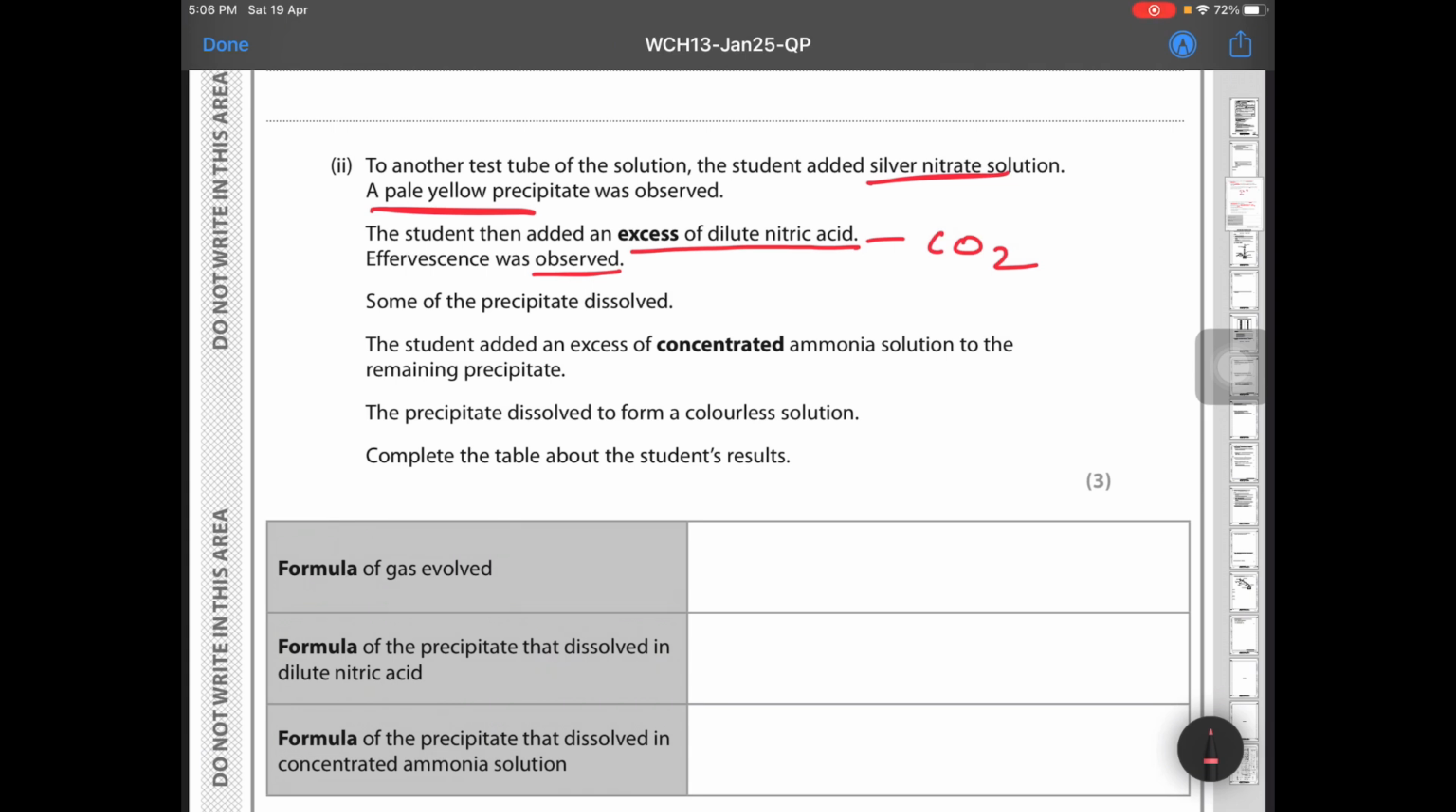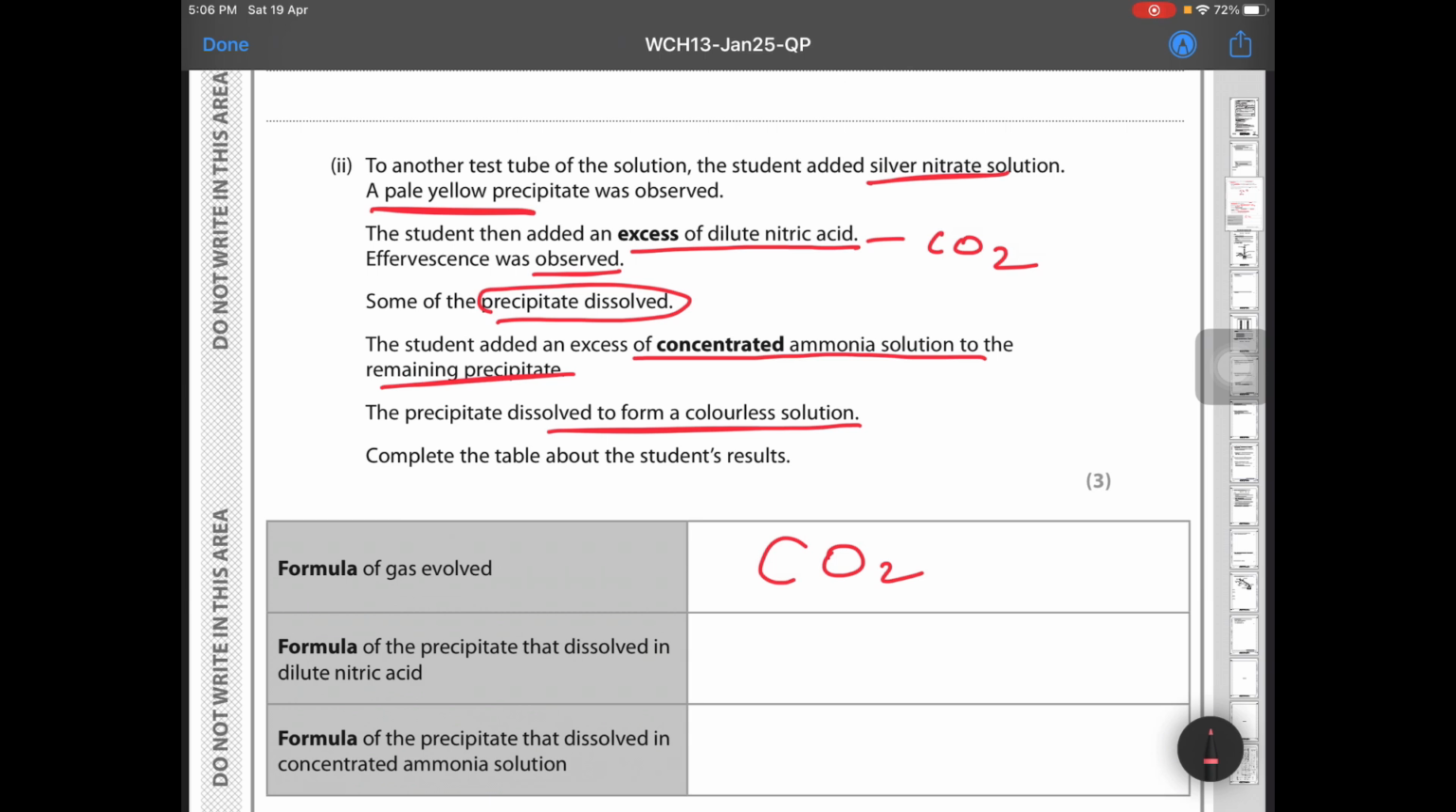Now in this, the precipitate dissolved. The student added excess of concentrated ammonia solution to the remaining precipitate. The precipitate dissolved to form a colorless solution. So this gas is carbon dioxide. The test is for carbonate.